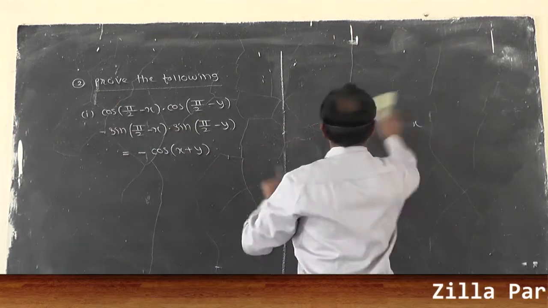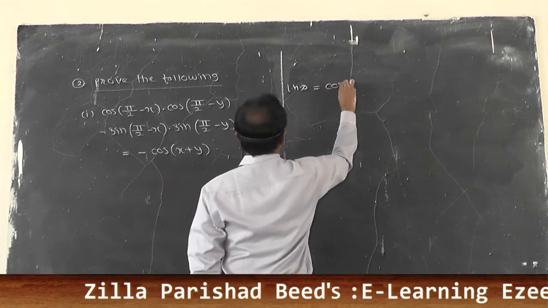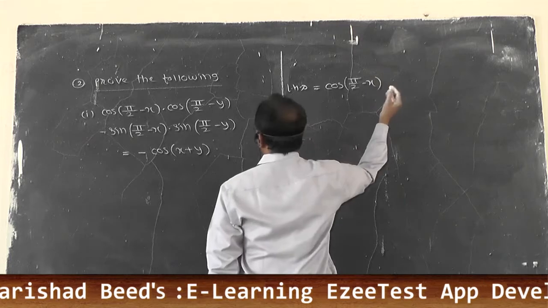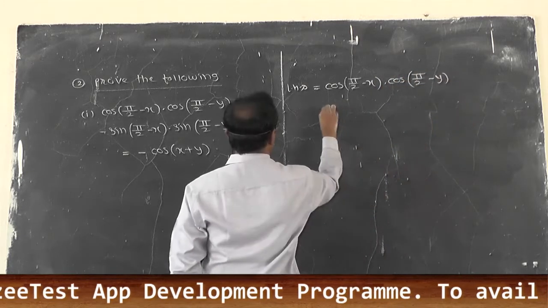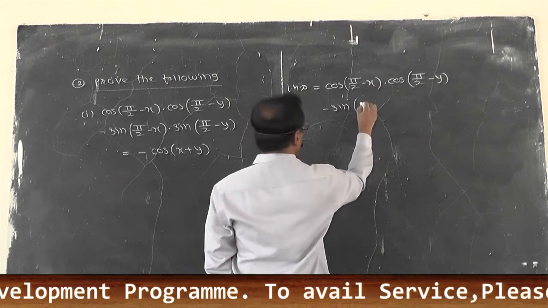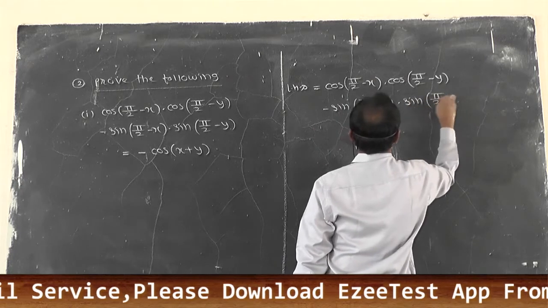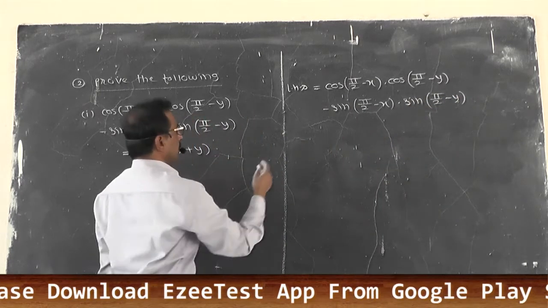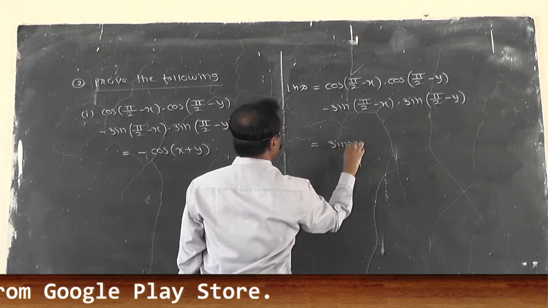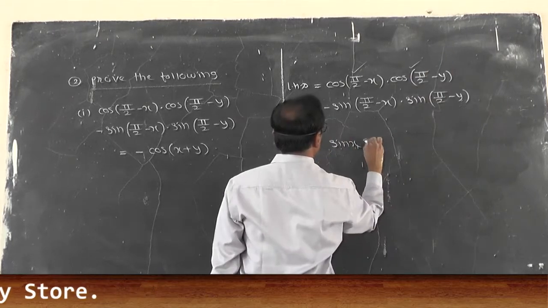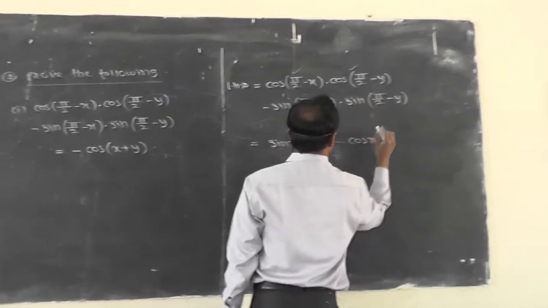I will write LHS. Now LHS is cos of pi by 2 minus x into cos of pi by 2 minus y, minus sin of pi by 2 minus x into sin of pi by 2 minus y. I will write the formula from 10th standard. Cos of pi by 2 minus x is sin x. Cos of pi by 2 minus y is sin y. Minus sin of pi by 2 minus x is cos x, and sin of pi by 2 minus y is cos y.